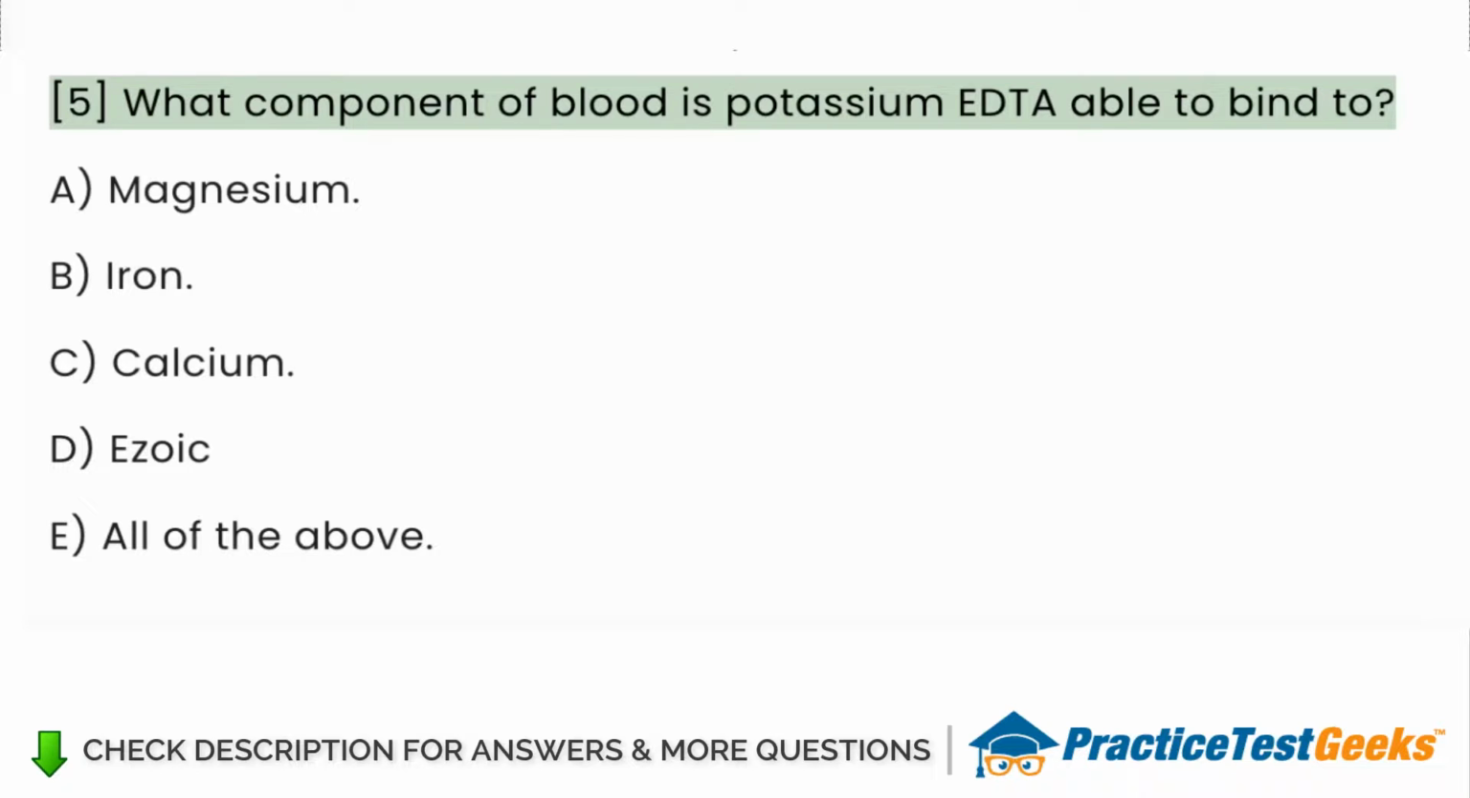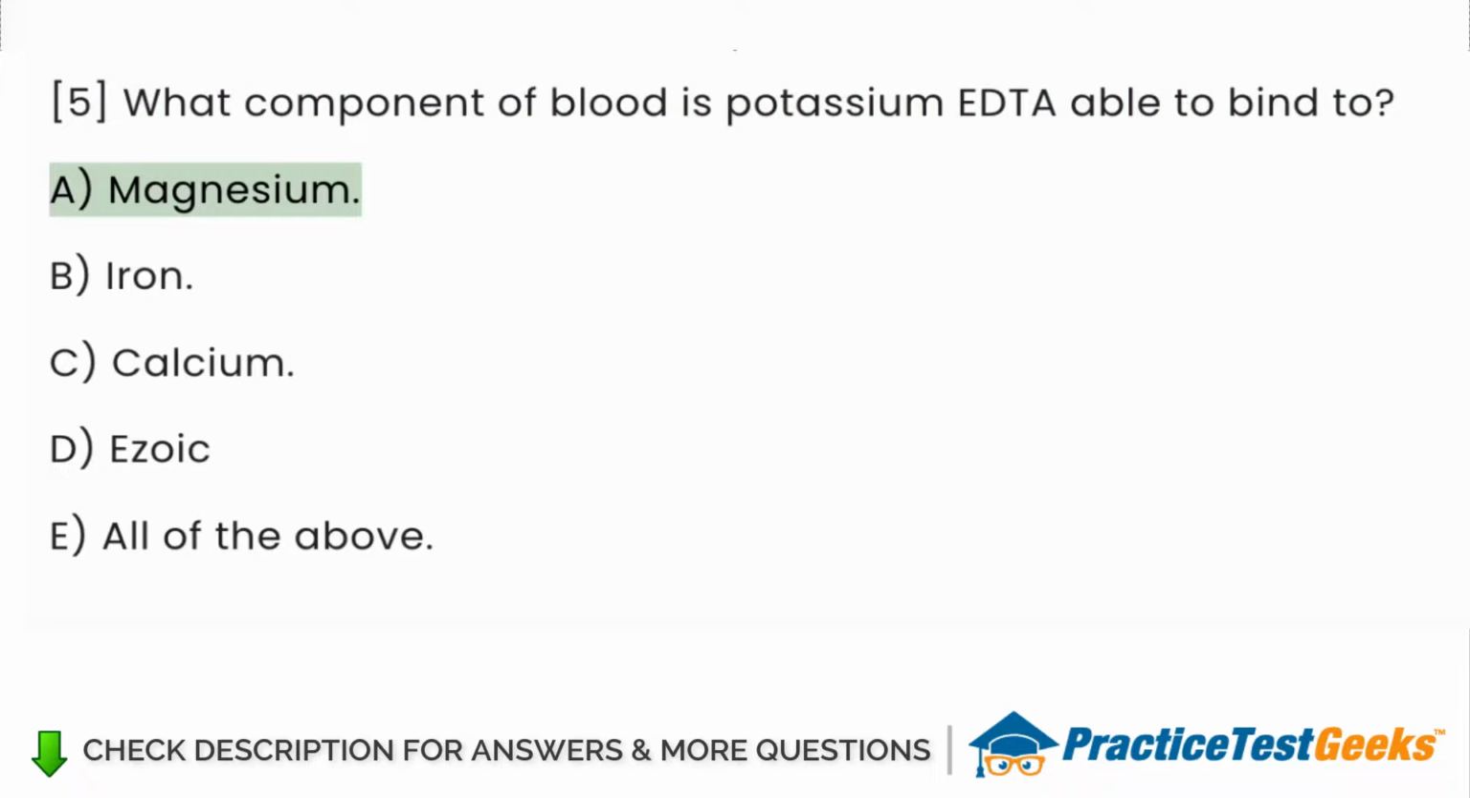What component of blood is potassium EDTA able to bind to? A. Magnesium. B. Iron. C. Calcium. D. Azoic. E. All of the above.